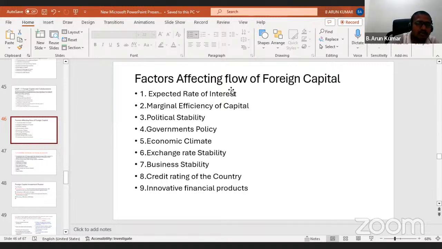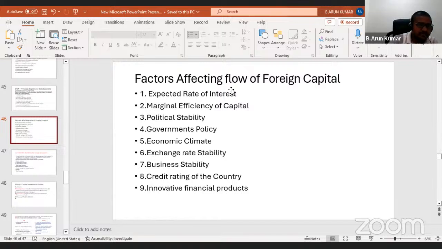What is the main government policy? If the government adopts an encouraging and investor-friendly foreign capital policy and encourages the inflow of foreign capital, then that government's main policy is to encourage foreign investors to invest. They take care of particular investments, and based on the government policy, the foreign capital inflow will be increased.